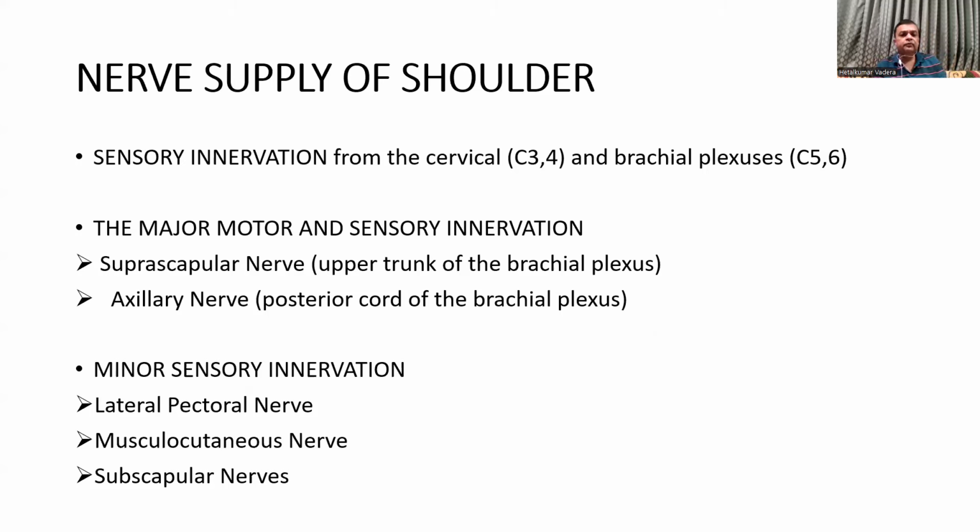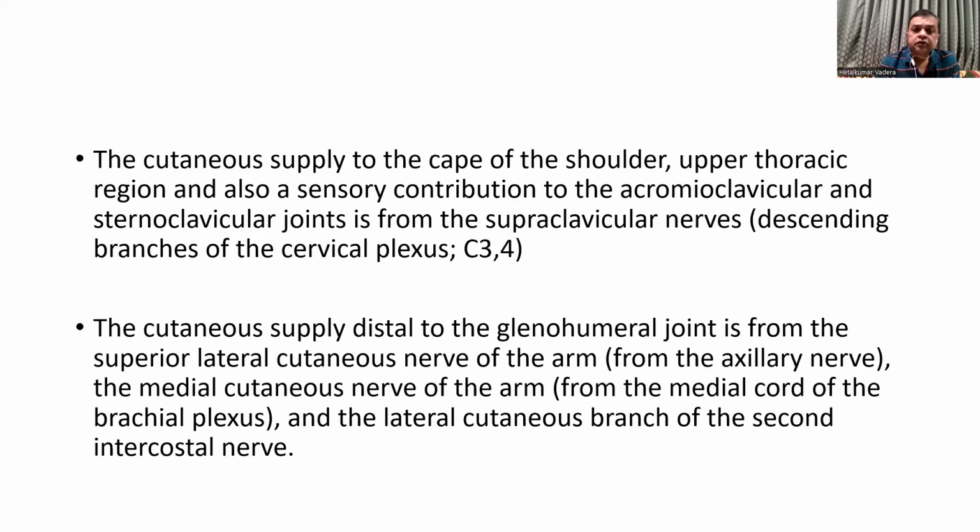If we look at the innervation of the shoulder, sensory innervation is from the cervical plexus, that is C3, C4, and the brachial plexus, that is C5 and C6. The main nerves for motor and sensory innervation are the suprascapular nerve and axillary nerve, as I said. Minor sensory innervation is from the lateral pectoral nerve, musculocutaneous nerve, and the subscapular nerve. The cutaneous supply to the cap of the shoulder, upper thoracic region, and also a sensory contribution to the acromioclavicular and sternoclavicular joint is from the supraclavicular nerve, that is a branch of the superficial cervical plexus.